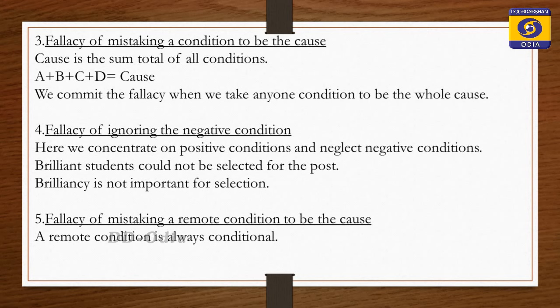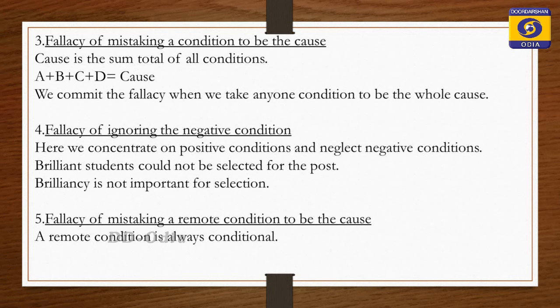Then fallacy of mistaking a condition to be the cause. You know, cause is the sum total of conditions. A plus B plus C plus D plus E is equal to cause. So, A is a part of the cause, B is a part of the cause, C is also a part of the cause. So, these are the conditions. Sometimes what happens, we take one important condition to be the cause. There we commit the fallacy.